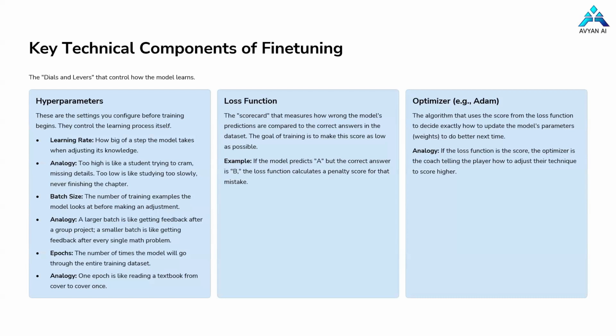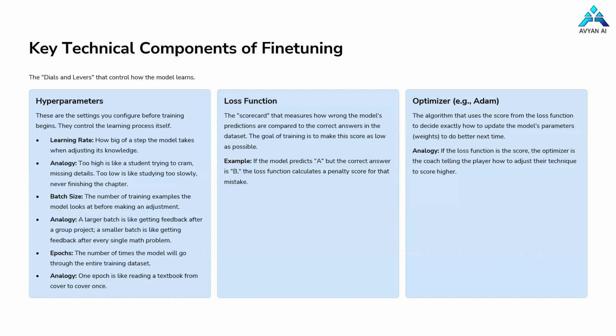Batch size is the number of training examples the model looks at before making an adjustment. It could be 3 or 4 or 5, depending upon the model and the model size, and it will make that change. A large batch size is like getting feedback after a group project. A smaller batch is like getting feedback after every single math problem. So that is the analogy. Batch size depends on the model size.